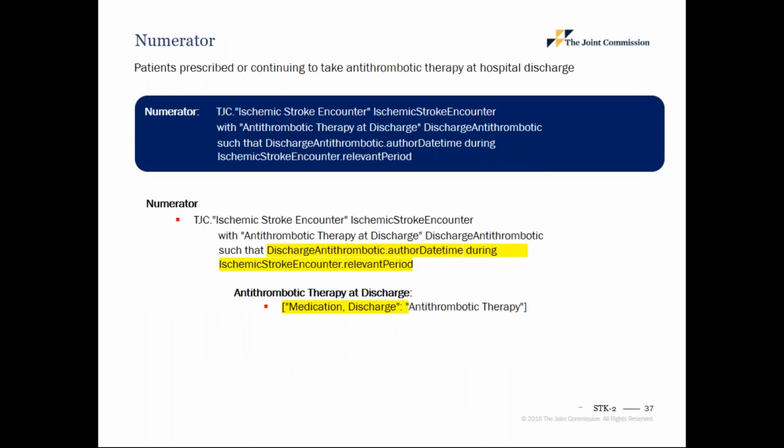Okay, moving to the numerator. So the numerator is looking for patients prescribed or continuing to take antithrombotic therapy at hospital discharge. So following the pattern, we start with the ischemic stroke encounter and add logic for antithrombotic therapy to occur by discharge, which is indicated by that yellow highlighted expression, discharge antithrombotic author date time during the ischemic stroke encounter relevant period.